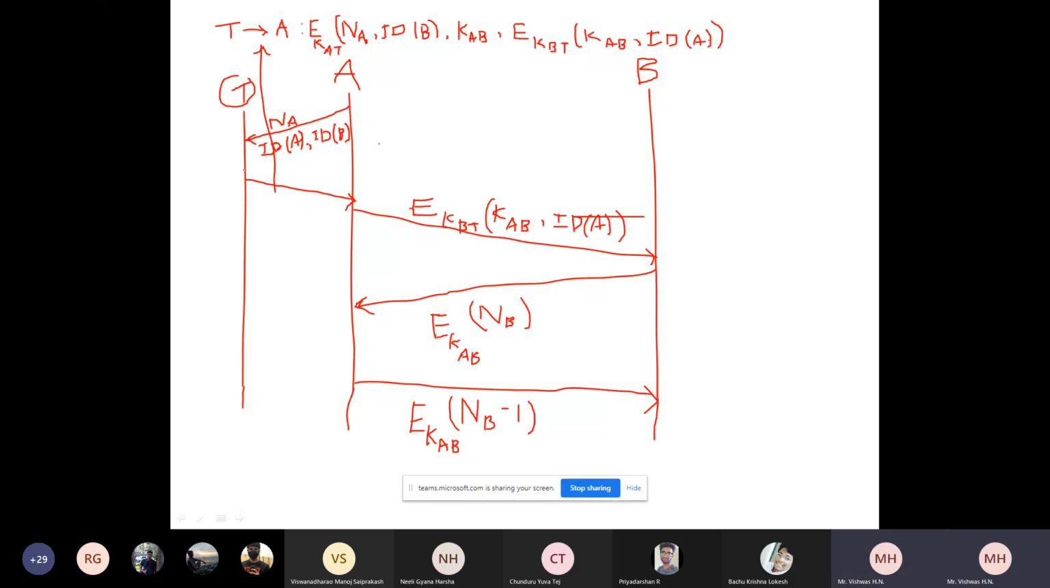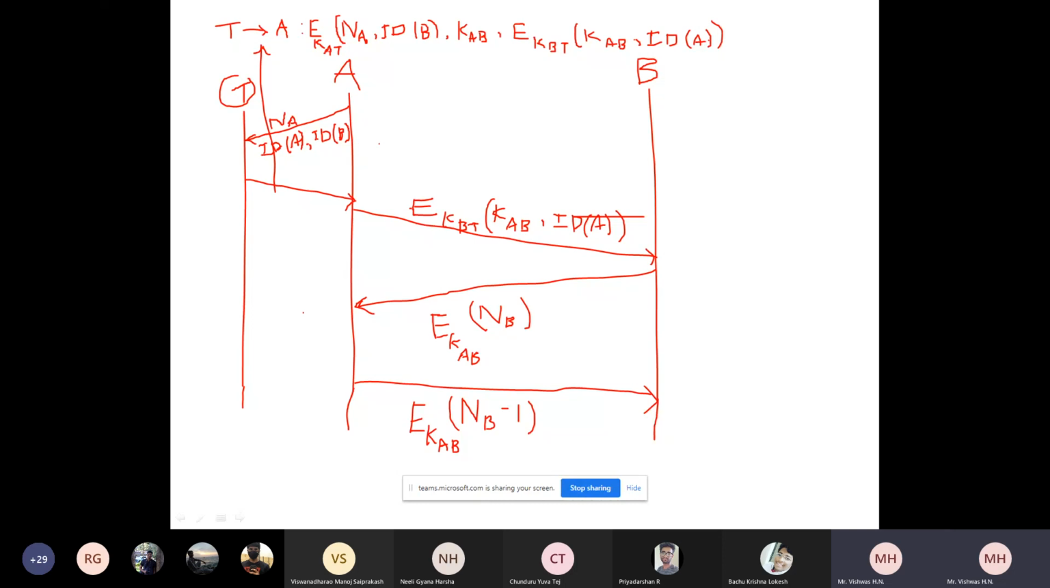For that, T will respond. What will T respond? I have written it here. T will respond with the nonce A, which it has received, ID of B, then a newly generated key, that is KAB, and a token. What is the token? The same key and ID of A encrypted using the session key between B and T. Is that clear? That is KBT. This whole thing will be encrypted using a session key between A and T, because A has generated a session key to communicate with the trusted third party, and that is KAT. This whole thing will be encrypted using KAT. Is that clear? That will be sent from the trusted third party to A.